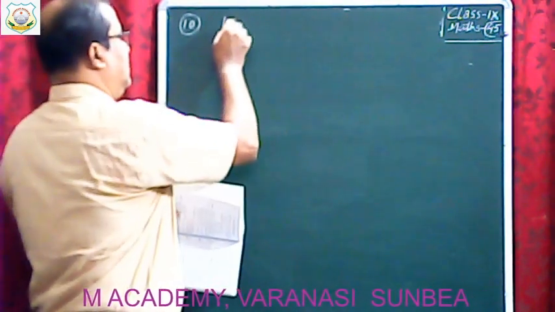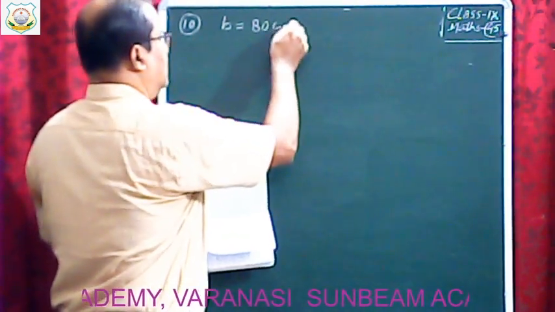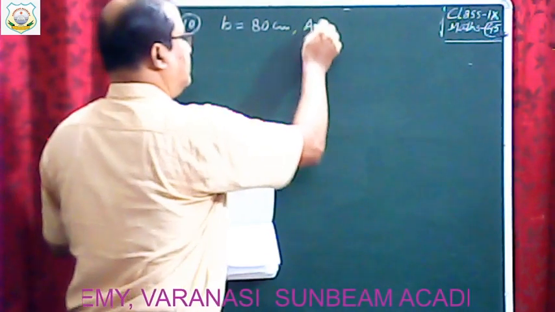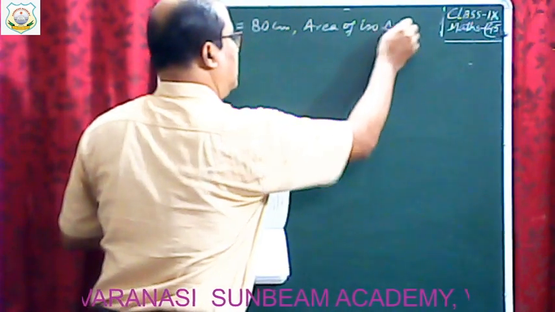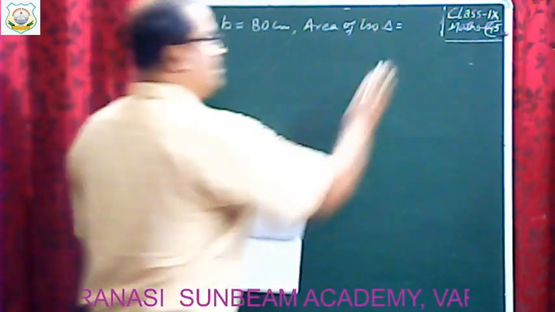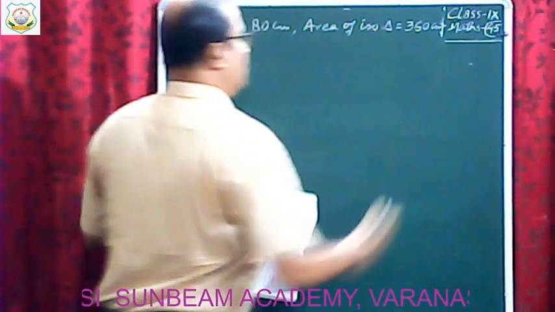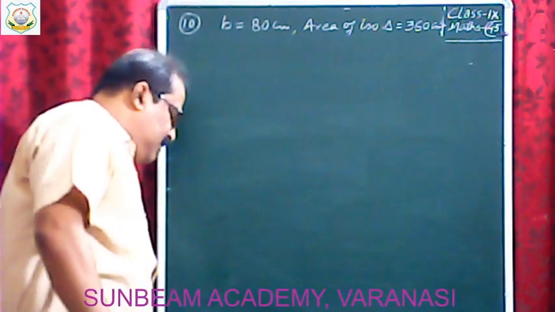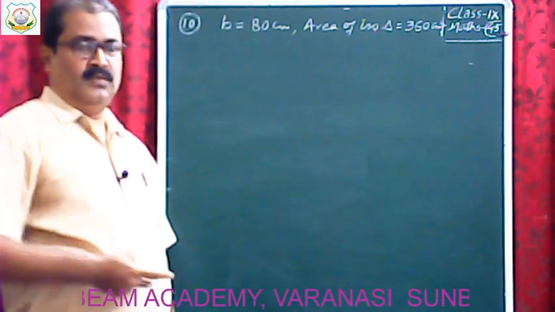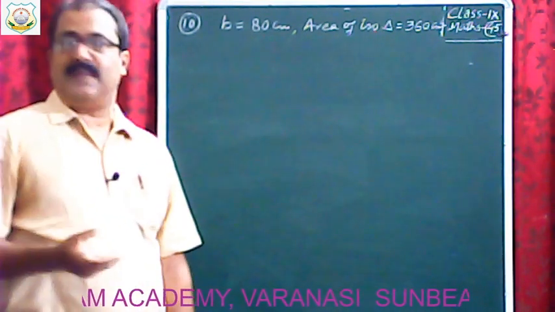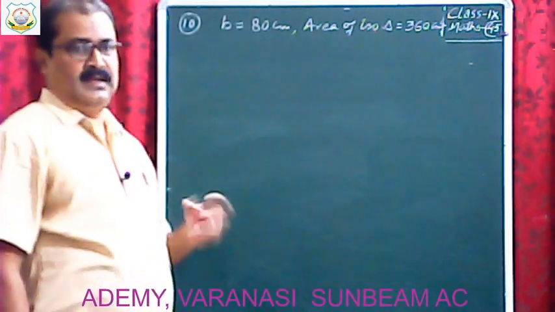So base means B, that is equal to 80 cm, area of iso triangle, that is equal to 360 centimeter square. You have to find perimeter. Perimeter means length of boundary, means sum of all three sides. So two sides are equal, a plus a plus b, means 2a plus b is the perimeter of the isosceles triangle. Okay, we required a, length of each equal side.